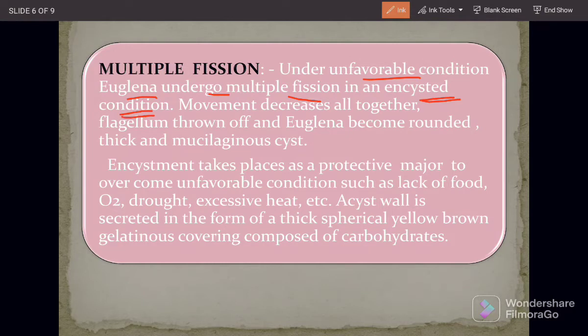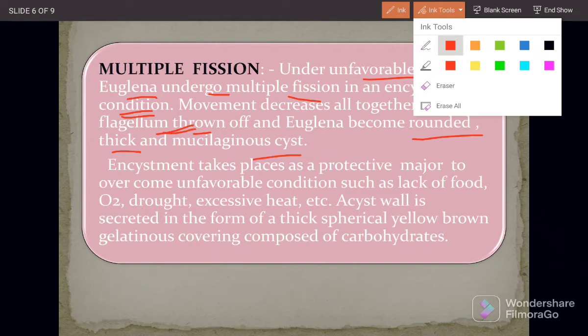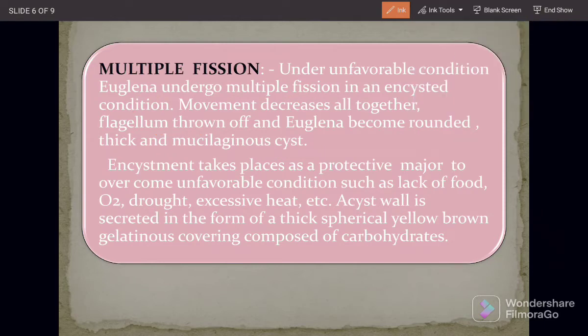Now movement decreases altogether. Movement decreases altogether means the flagellum is thrown off. There is no flagellum, so the movement decreases altogether. Also the Euglena become rounded, thick and mucilaginous, forming a cyst. It is multiple fission.